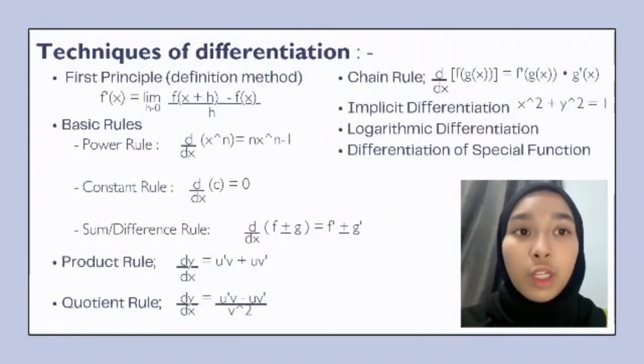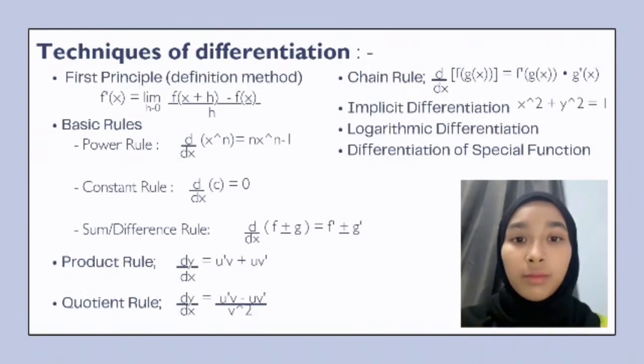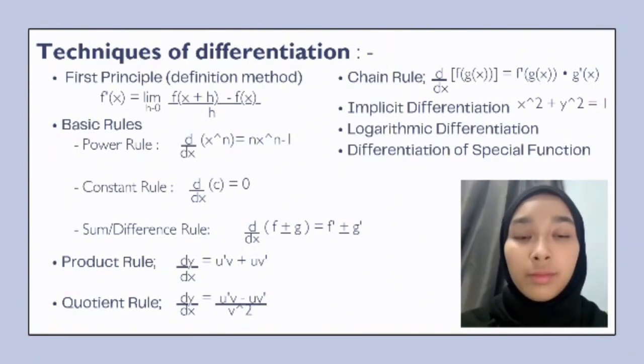Now, let's move on to the techniques of differentiation. The first technique is the first principle method. This method uses limits to find the derivative and is considered the fundamental definition of differentiation. The formula is f prime x equals the limit as h approaches 0 of f open bracket x plus h close bracket minus f x, over h.